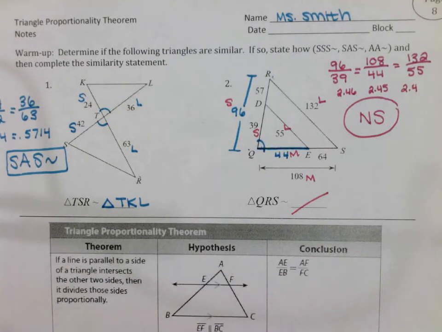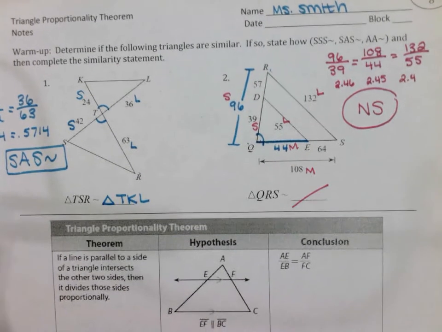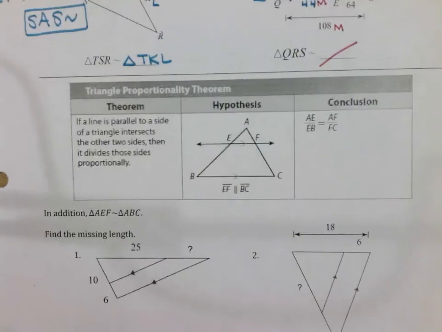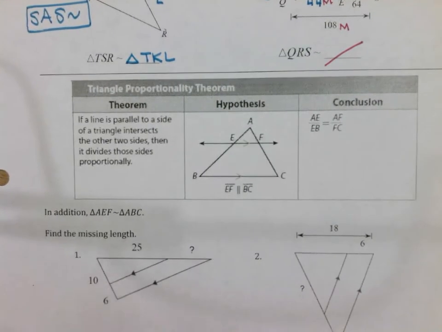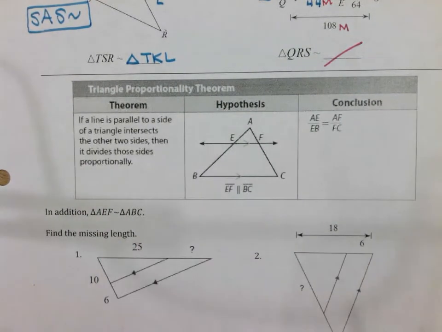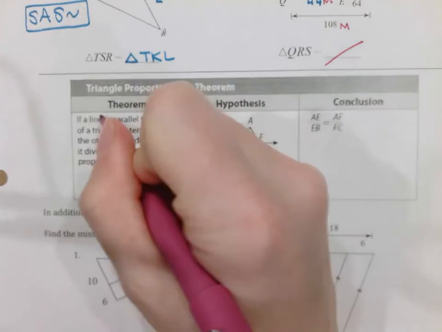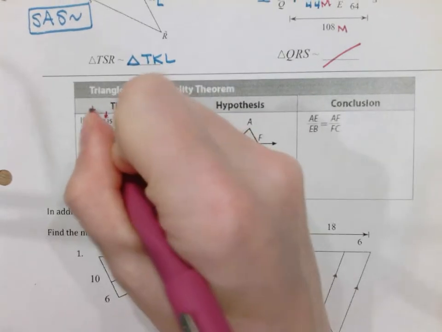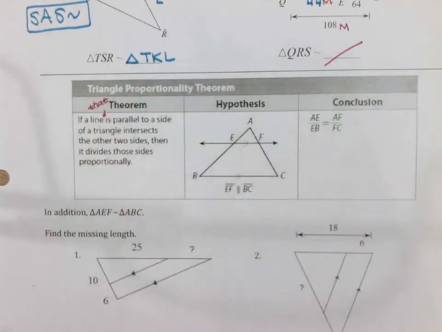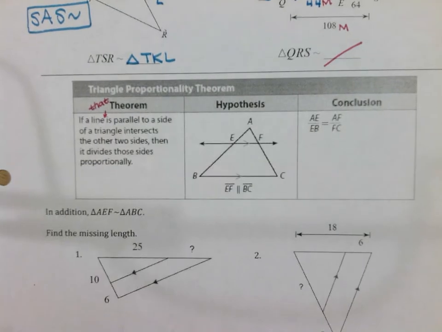All right, so that's what we've been doing. But this is an introduction to triangle proportionality theorem. So this was the second half of the quiz. Okay, and so you can read this side over here. I think it's missing a word. There should be the word that. I didn't create this little diagram, but if a line that is parallel to a side of a triangle intersects the other two sides, then it divides those sides proportionally. So I'll explain what that means in simpler terms.